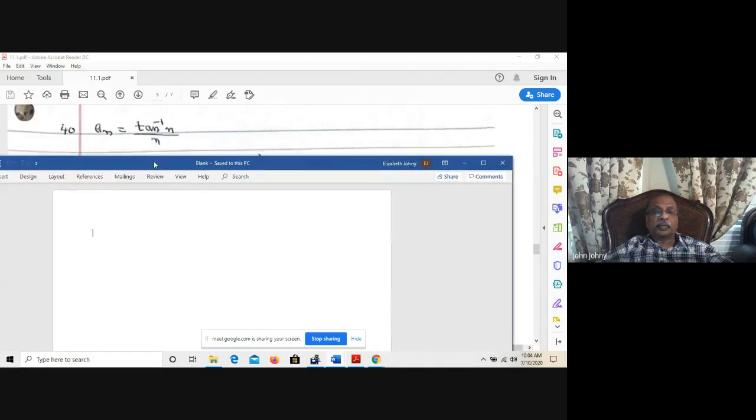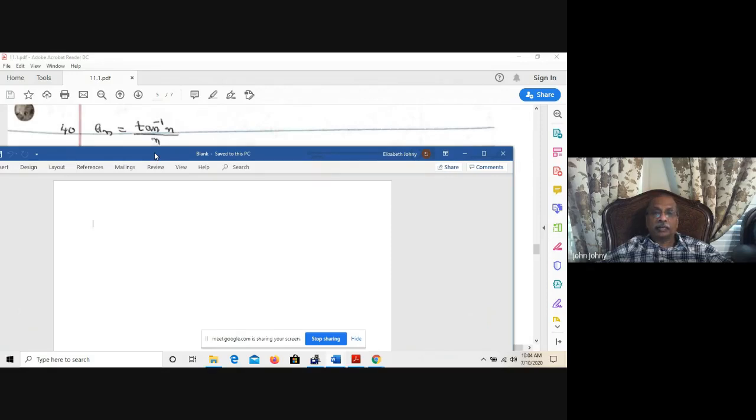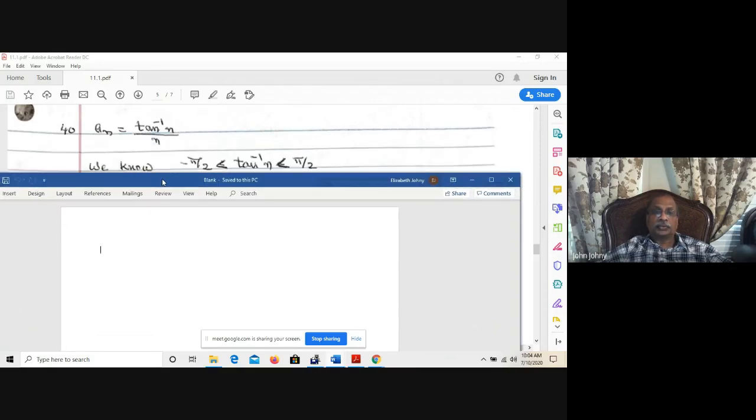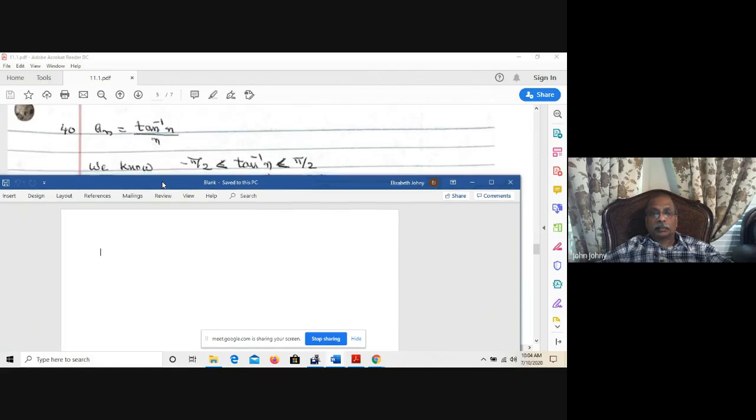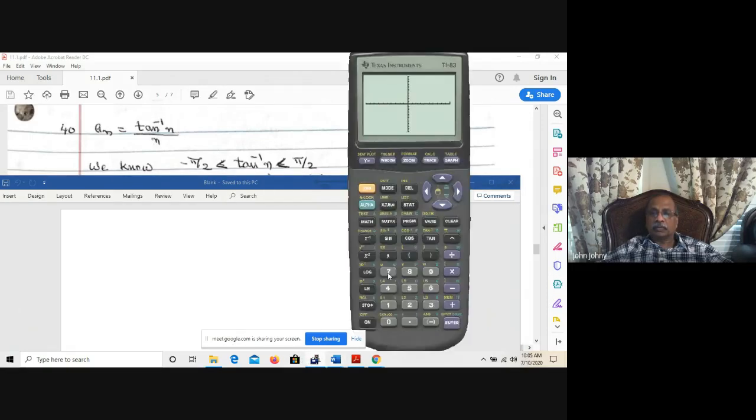Number 40, a_n is equal to tan inverse n divided by n. So we are going to use the squeeze theorem here. We know tan inverse n lies between negative pi over 2 and positive pi over 2 because the range of tan inverse x is negative pi over 2 to pi over 2. If you are not sure, you can graph it and see y is equal to tan inverse x over x.